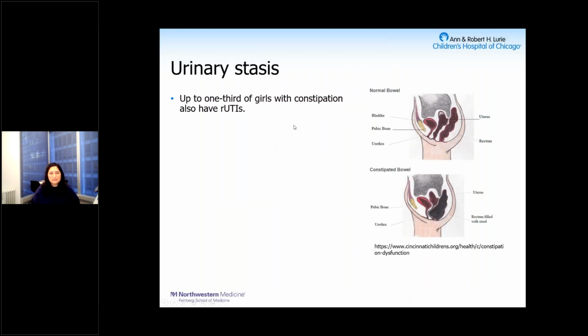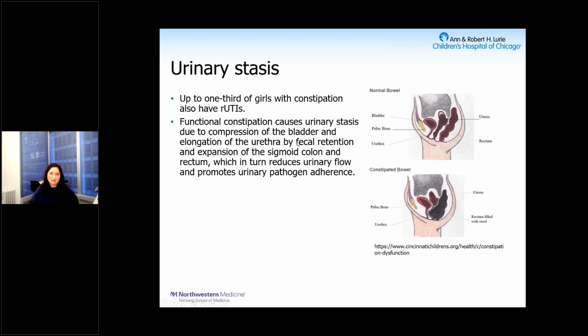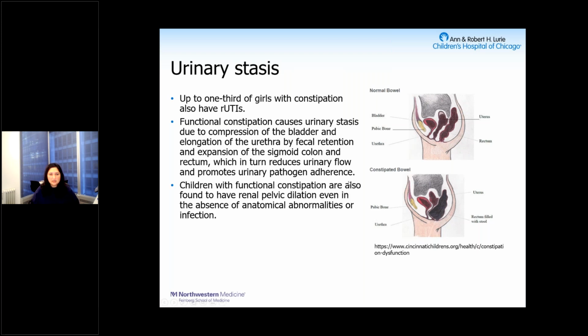Urinary stasis is actually one of the most common causes of bladder dysfunction overall. It's one of the most common causes of recurrent UTI, especially in otherwise healthy children who don't have an anatomical abnormality. Up to 1/3 of those with constipation would also have recurrent UTI. And functional constipation causes this urinary stasis because of compression of the bladder and elongation of the urethra, and that reduces the urinary flow and promotes pathogen adherence.